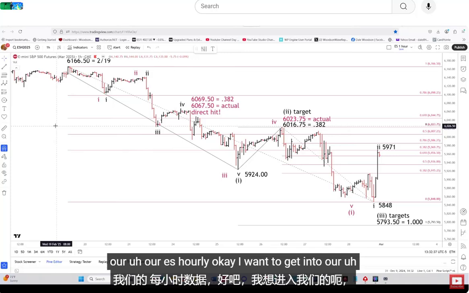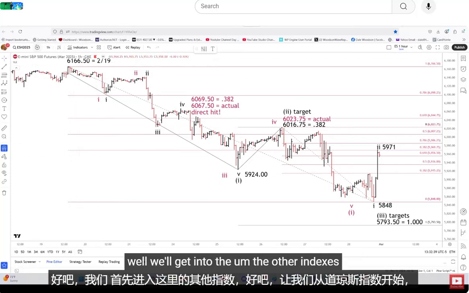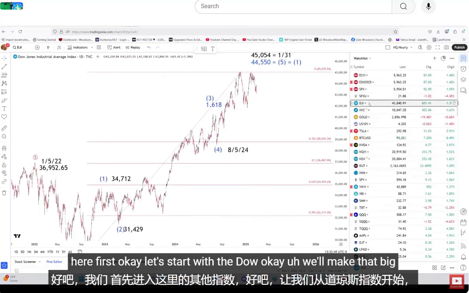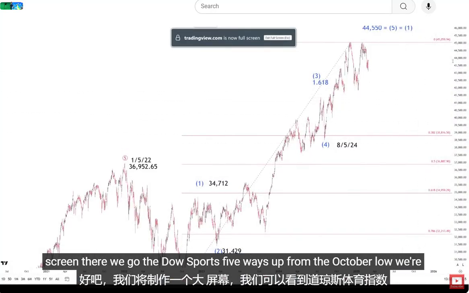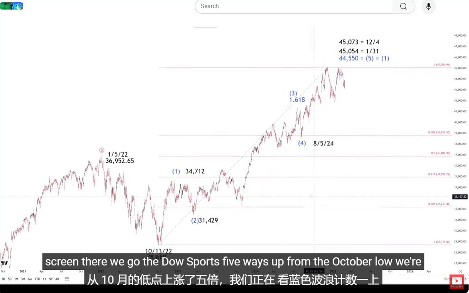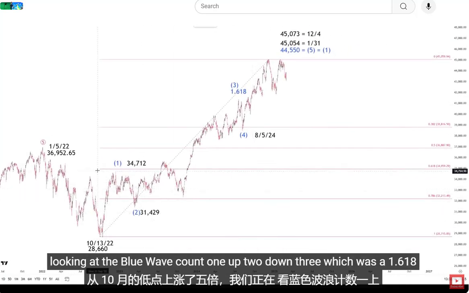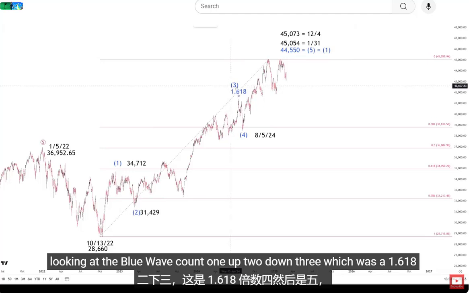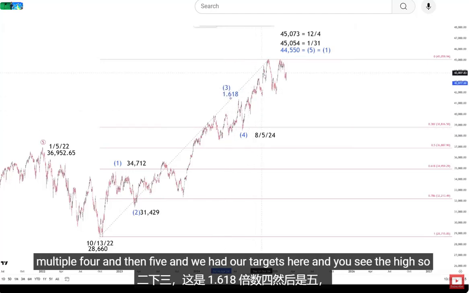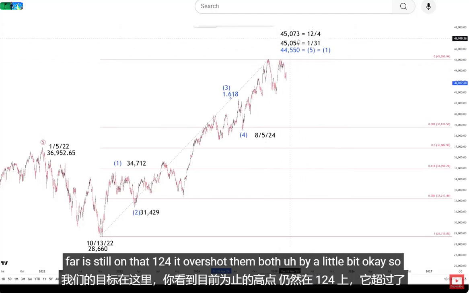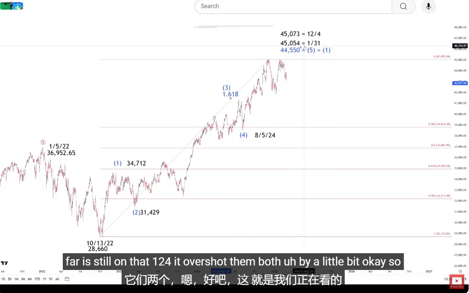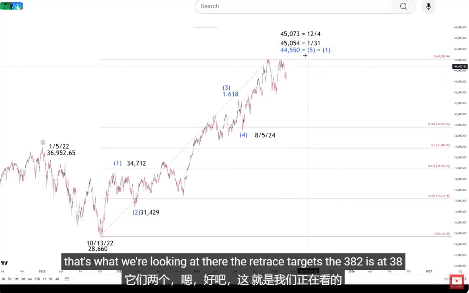Okay, we'll get into the other indexes here first. Let's start with the Dow. Okay, we'll make that big screen. There we go. The Dow sports 5 waves up from the October low. We're looking at the blue wave count. 1 up, 2 down, 3, which was a 1.618 multiple, 4, and then 5. We had our targets here, and you can see the high so far is still on that 12.4. It overshot them both by a little bit.